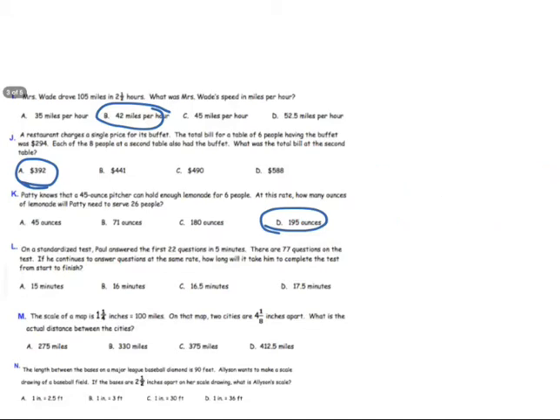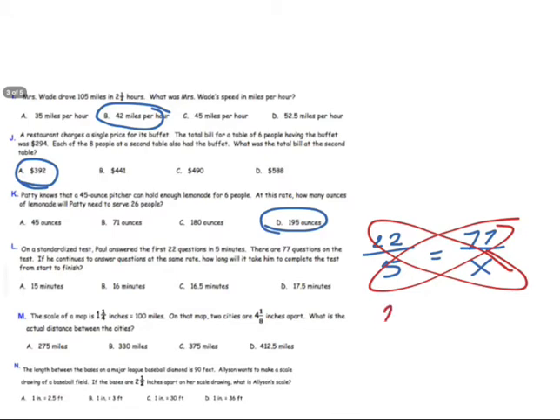Letter L says on a standardized test, Paul answered the first 22 questions in 5 minutes. There are 77 questions on the test. If he continues to answer the questions at the same rate, how long will it take him to complete the test from start to finish? Well, if he does 22 questions in 5 minutes, and there are 77 questions total, I would just set up the proportion. 22 over 5 equals 77 over x.